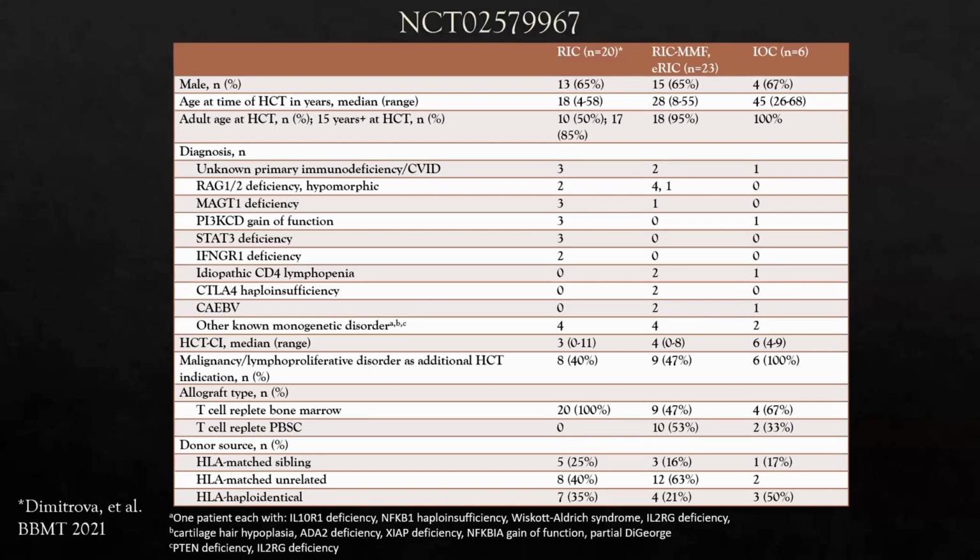The first is published and the reference is down below for the first 20 patients on the reduced intensity arm. And as you can see, the majority of these patients were adults and some were actually in their fifth or sixth decade of life with a range of diagnoses, high HCT-CI comorbidity indices predicting high chances of non-relapse transplant-related mortality, many with malignancy as a second indication for transplant, and then the donor source is an allograft type shown there.